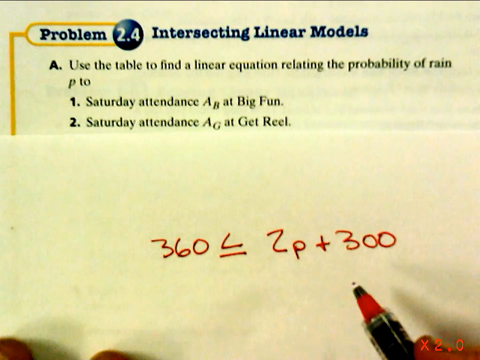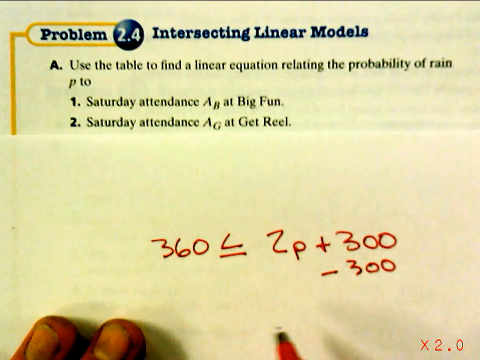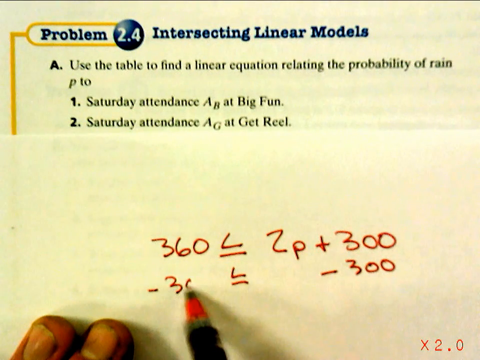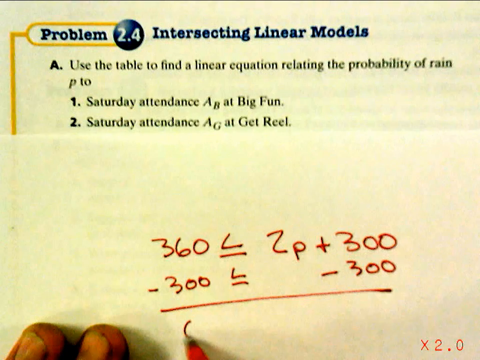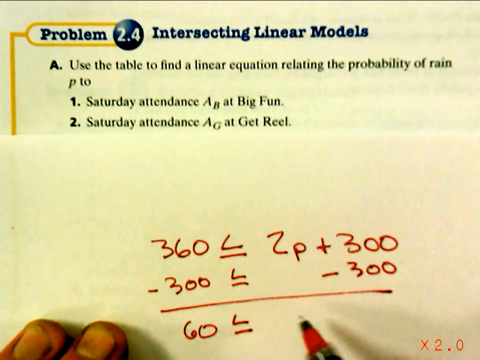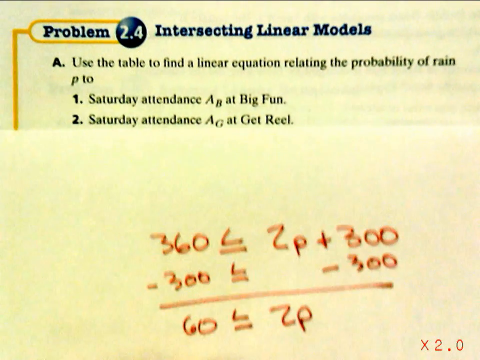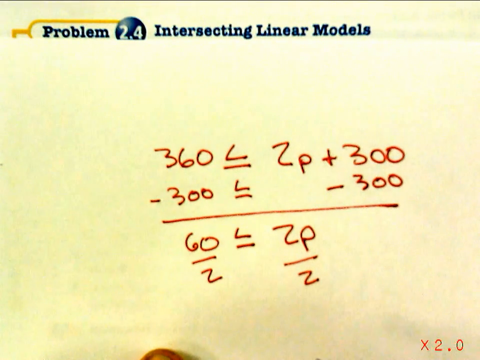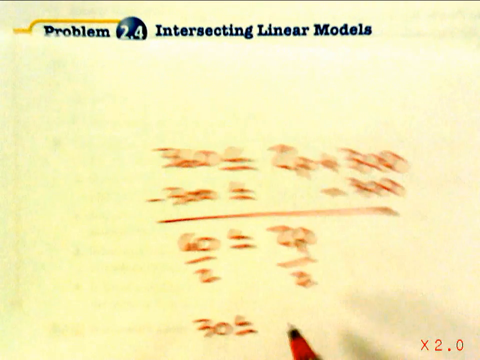So again, I'm going to use sort of the classic way to solve equations when you're looking for the variable piece, and this continues to be the same. We're going to subtract 300 from both sides. And then 360 minus 300 is 60. And we're going to keep that sign there. And then the last step is to divide both sides by 2. And 60 divided by 2 is 30. So 30 is less than or equal to the probability.